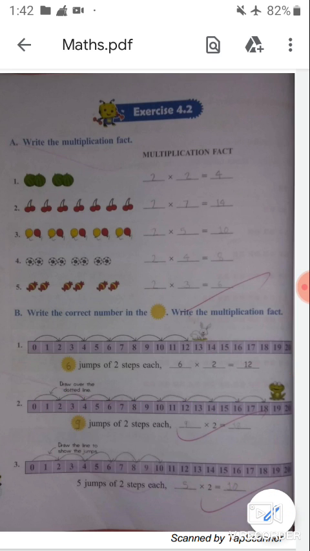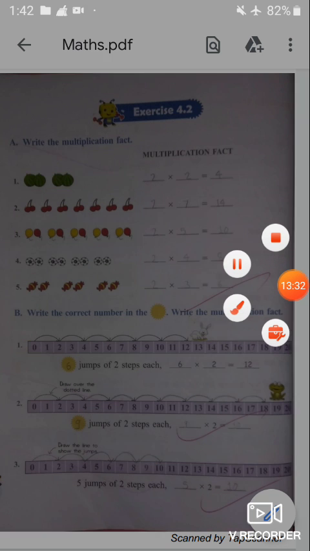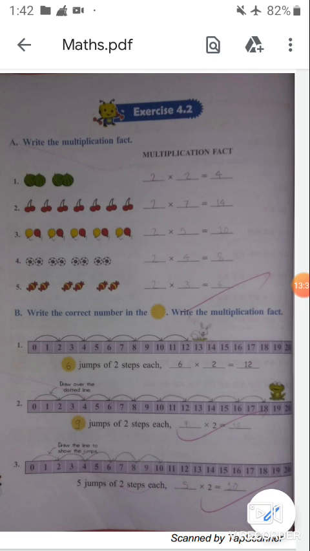Now similarly in the third one, 5 jumps of 2 steps each. So 5 multiplied by 2 equals 10. So students, this was the concept of multiplication, to write the multiplication fact on a number line. So I hope you understood about multiplication very clearly with the help of this video.